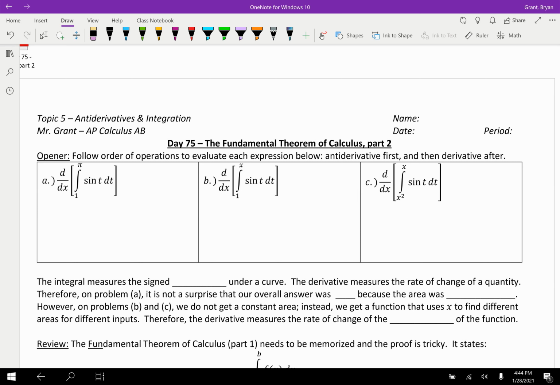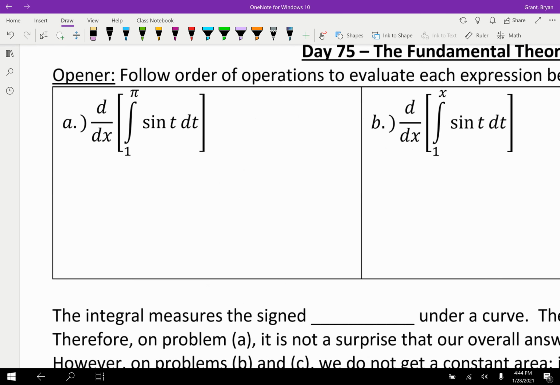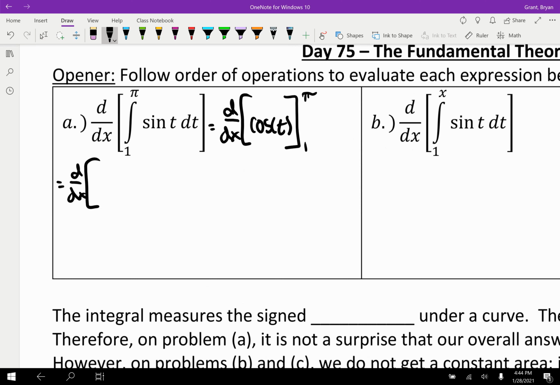All right, we're back. Let's go ahead and work through these quickly to see how you did. Let's see, Fundamental Theorem of Calculus here. This is our part 1. We do the antiderivative of sine of t, which is cosine of t, and it's with respect to t, so we don't need anything else going on there. Then we evaluate that from 1 to pi. So that means we still need the derivative of the cosine of pi minus the cosine of 1.